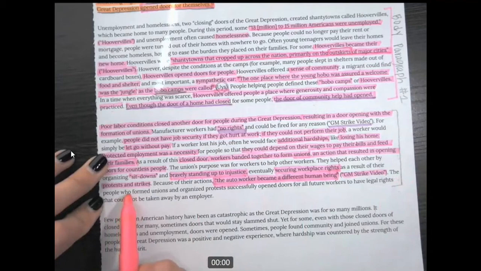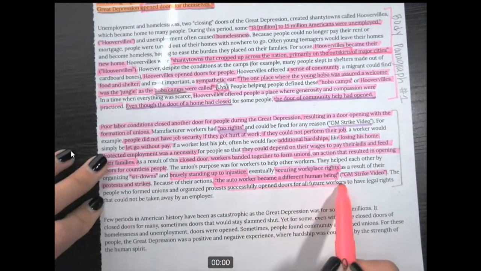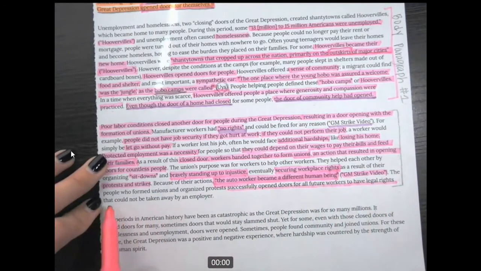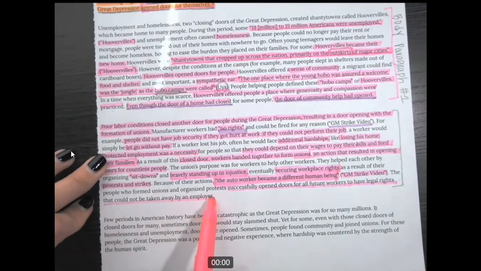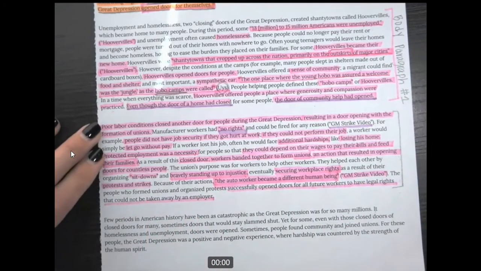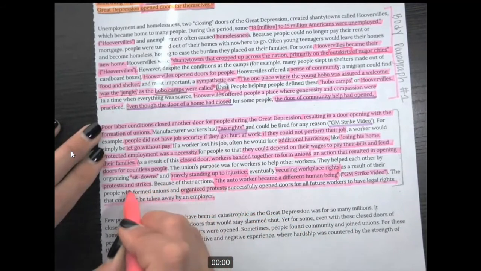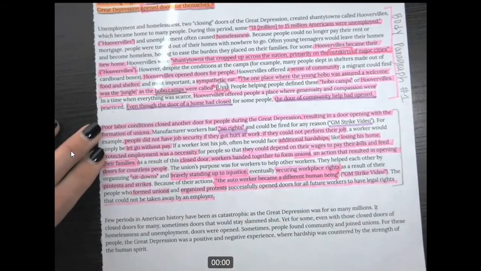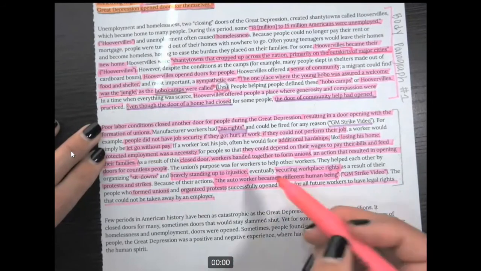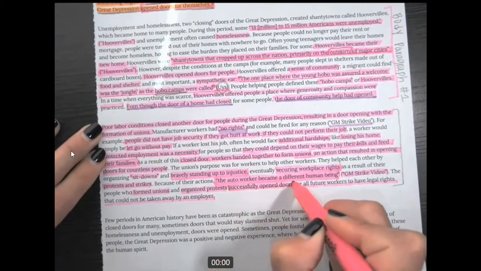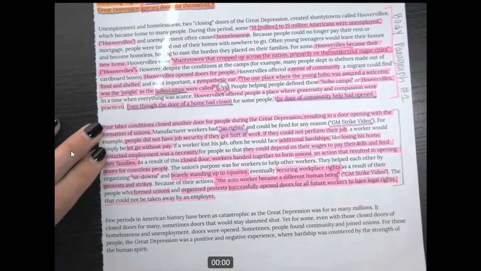It says, the people who formed unions and organized protests successfully opened doors for all future workers to have legal rights that could not be taken away by any employers. So because of these organized protests and because of these formed unions by people standing up for justice, they were successfully able to open doors for all of the people.